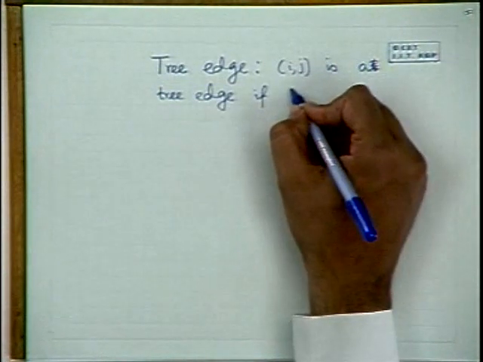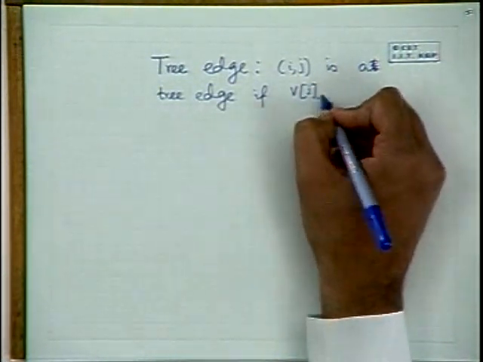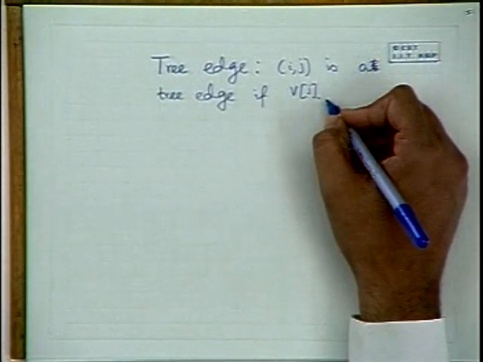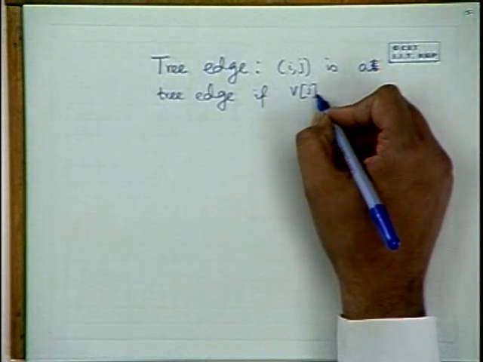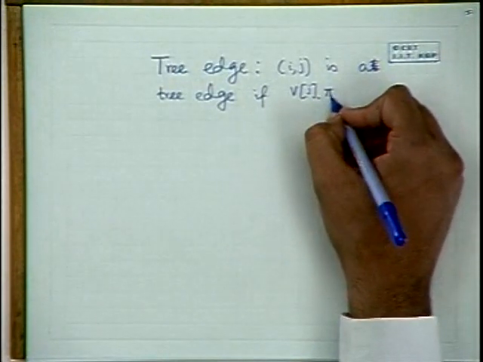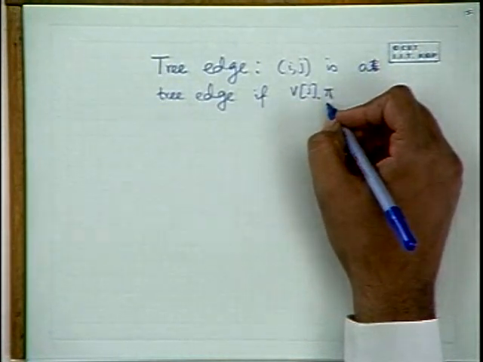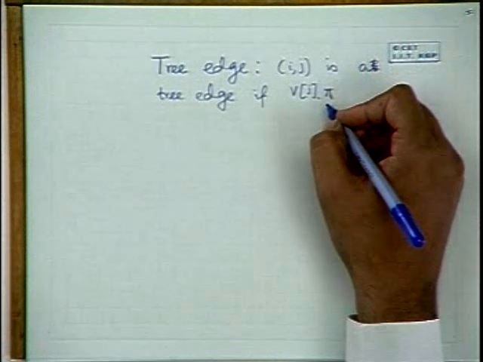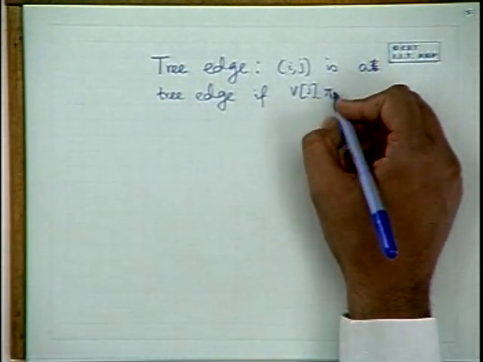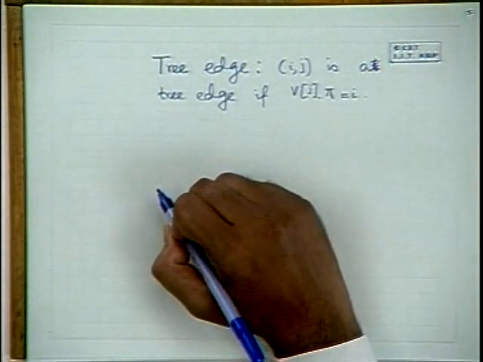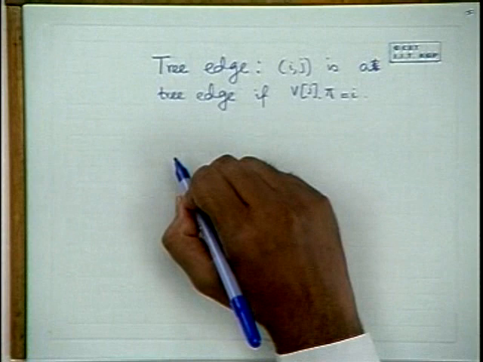if Vj dot pi, you have to remember what we did for representing the graph. What is the data structure? Vj dot pi is the field which will have the pointer to the vertex from which the vertex j is being visited. So if Vj dot pi is equal to i, then Ij is a tree edge. Basically, tree edges are the edges through which you are performing the DFS.